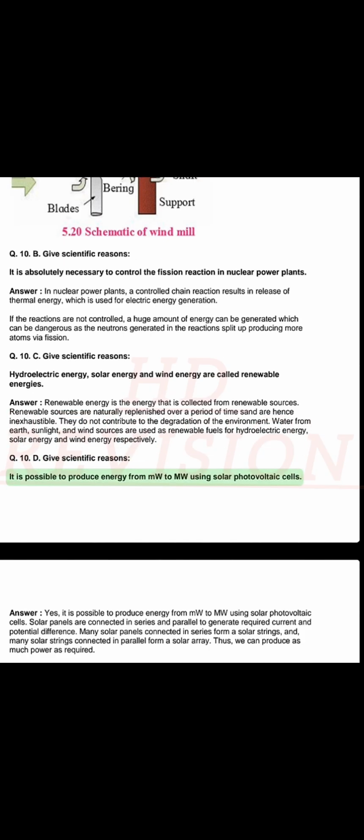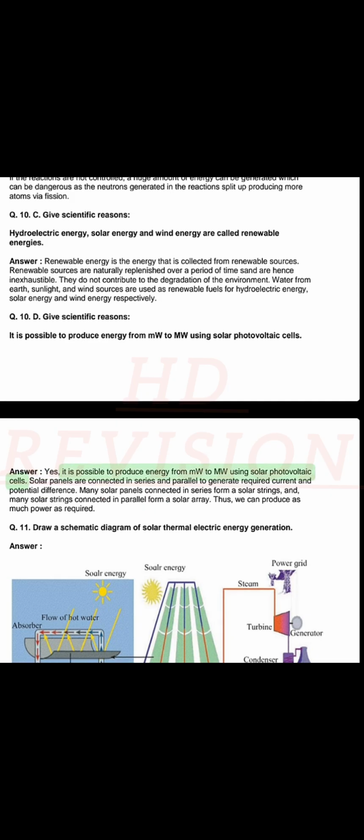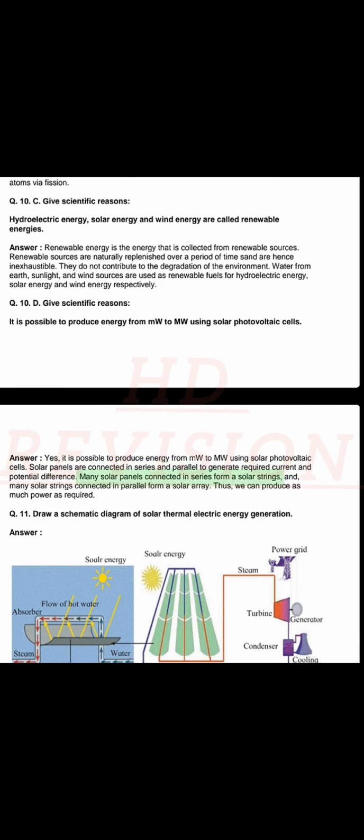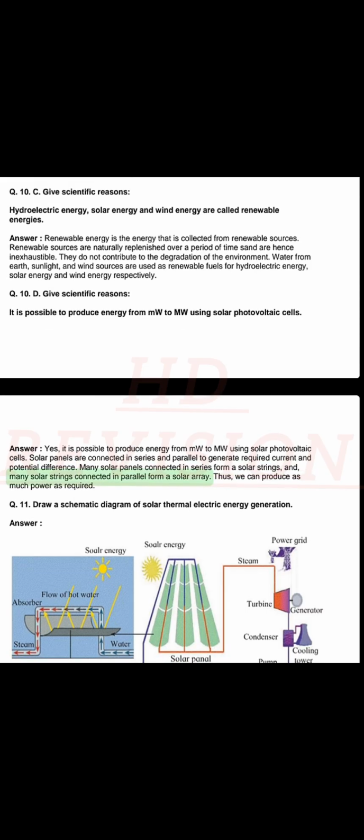Q. D. Give scientific reasons. It is possible to produce energy from mW to MW using solar photovoltaic cells. Answer. Yes, it is possible to produce energy from mW to MW using solar photovoltaic cells. Solar panels are connected in series and parallel to generate required current and potential difference. Many solar panels connected in series form a solar string, and many solar strings connected in parallel form a solar array. Thus, we can produce as much power as required.